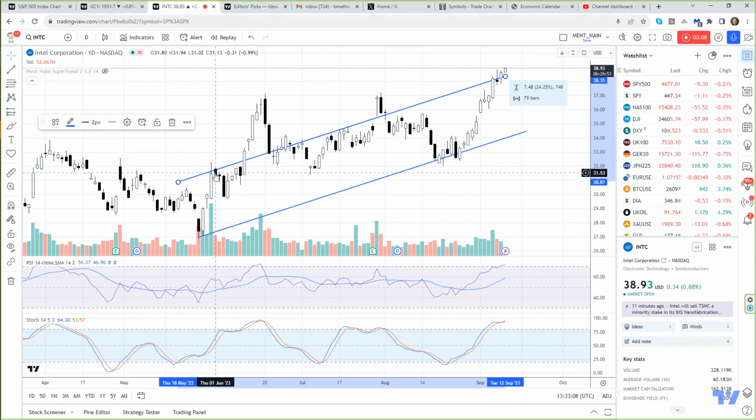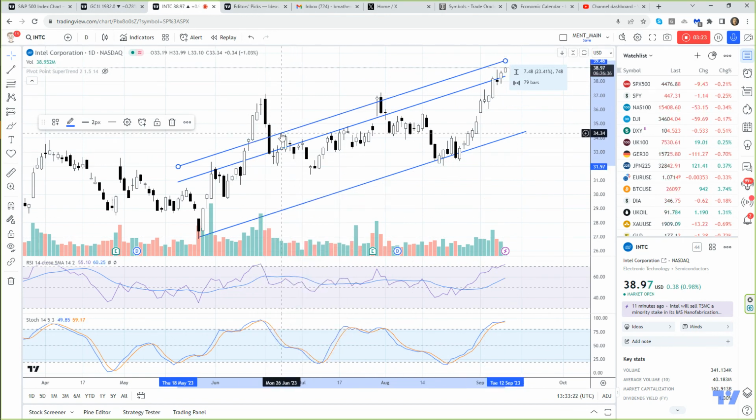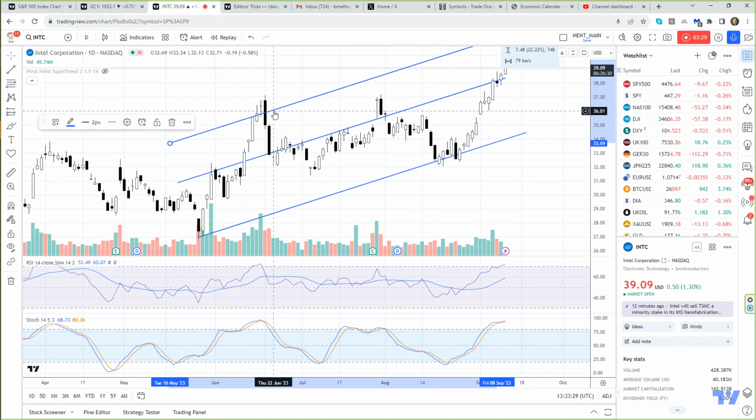You can see rejection here, then we got above it with a bit of exuberance, came back down, rejection, rejection, rejection, bit of exuberance, came back down, retested the channel, came back up. So then we have this exuberance channel up here, which I will mark as fairly strong resistance.